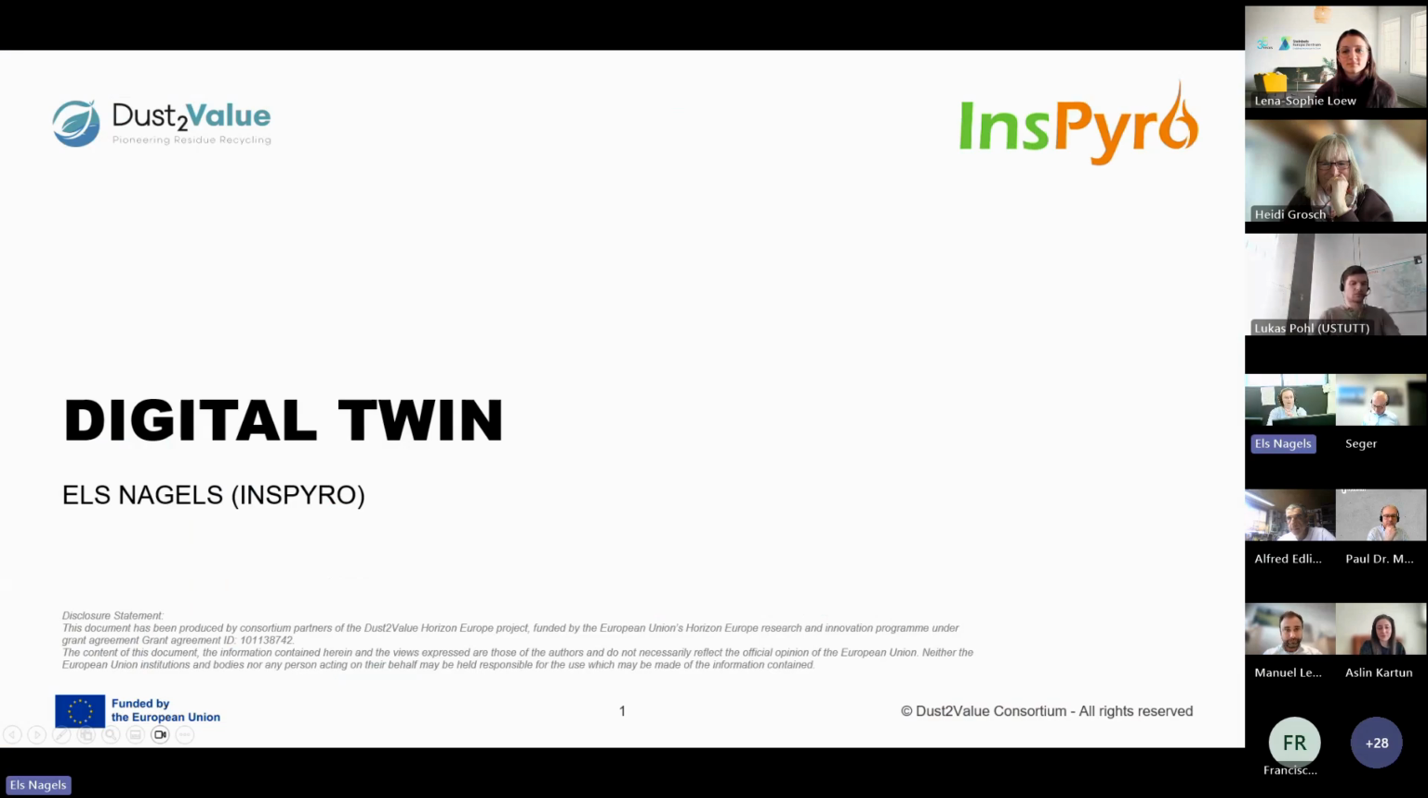So in this Dust2Value project, InsPyro is supporting the research by making a digital twin, or a process model, of the new hydrogen reduction kiln. As I said earlier, in a research project it's very typical that you start from the knowledge side and that you start making a model based on the physics. And then the challenge is that you complement this model with data that becomes available throughout the project.